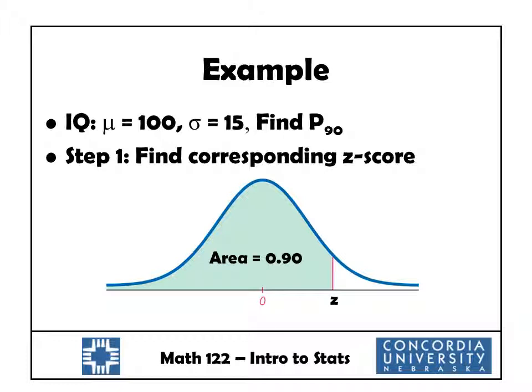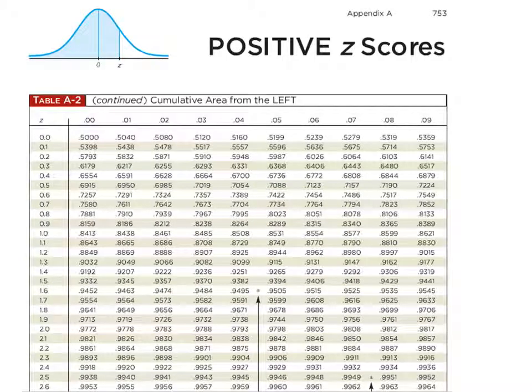We have an area of 0.90 because we're dealing with the 90th percentile, and we want to find the corresponding z-score. So we go to our z-score table and look for an area as close to 0.90 as possible, and in this case we see an area of 0.8997. The corresponding z-score is 1.28.